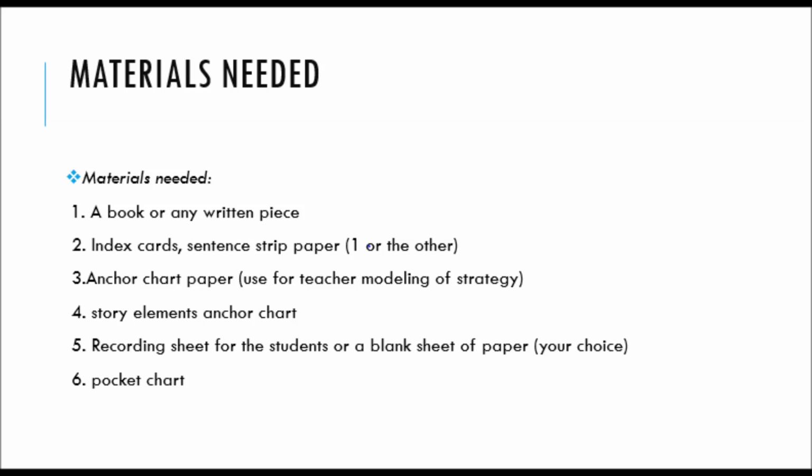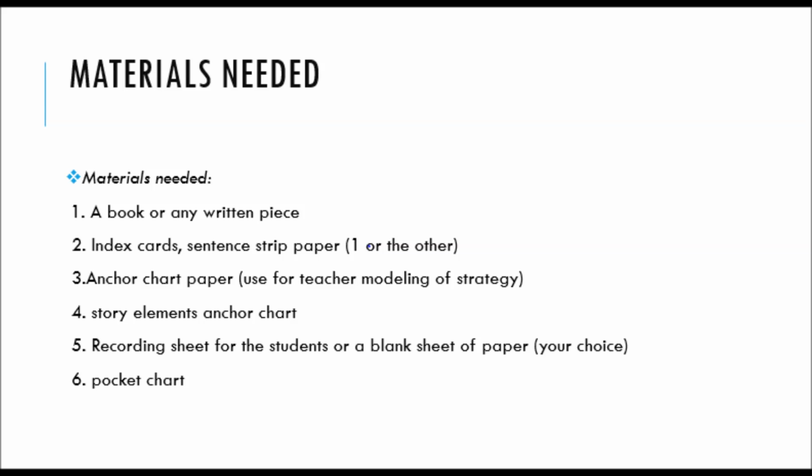Also, a recording sheet for the students or a blank sheet of paper. It's really up to you if you want to provide the words written down on a flowchart type of sheet, or you can just have the students write it down on a piece of paper or in their journal, however you want. And number 6, the pocket chart. Also, it's to put in the words. It's really up to you. I know that another way to do it without the pocket chart is just putting the index cards or the sentence strips and then just putting arrows going down.